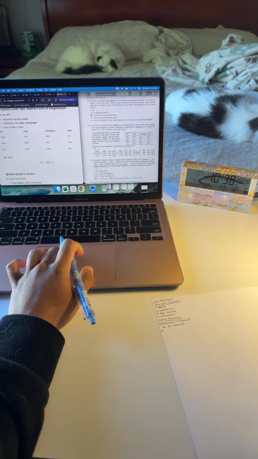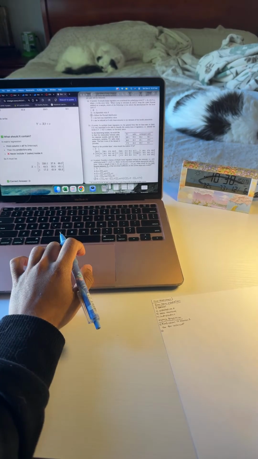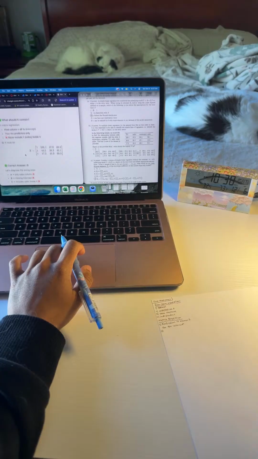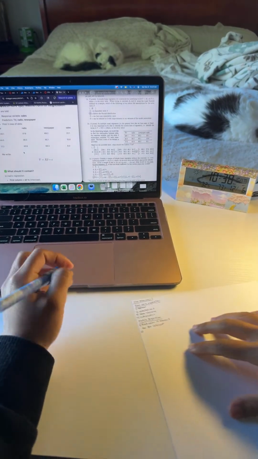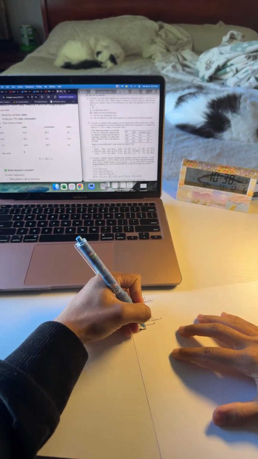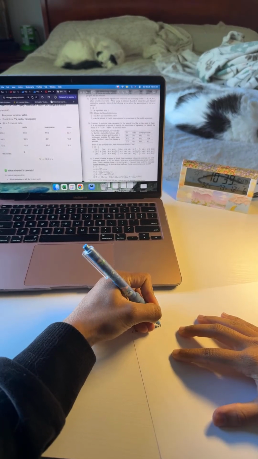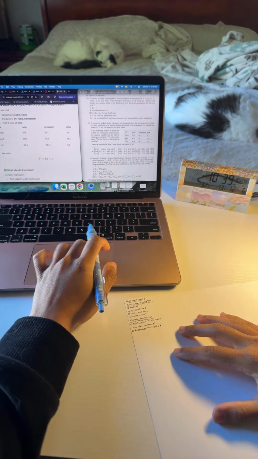So response variable is y, right? Well, yeah, because y is the response. All right. Response variable equals y.